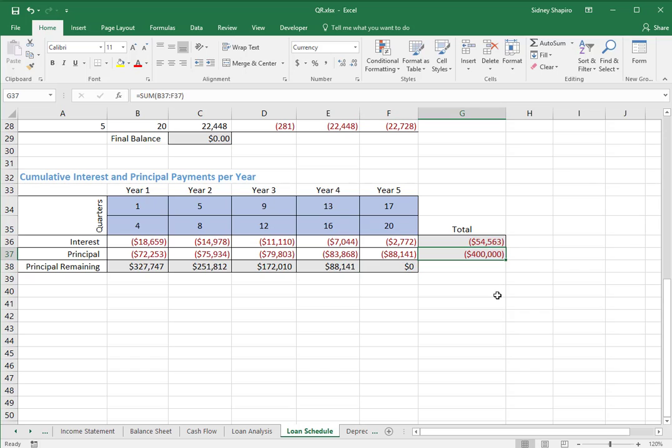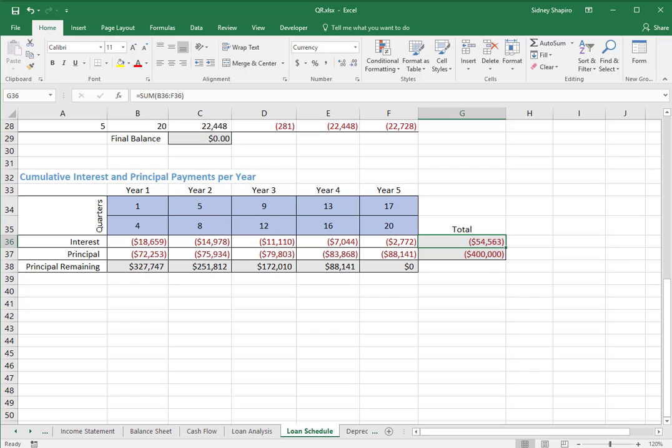Our total principal payment is $400,000, and our interest that we're going to pay overall is $54,563, and this will show us our principal declining as we go forward with the loan. And that brings us to the end of 9.1. Also take a look at the Pro Skills on page 546, which will give you some helpful hints on how to put together a financial statement.